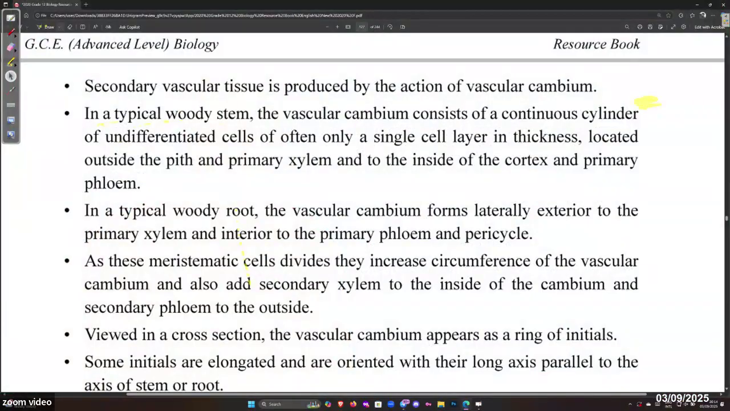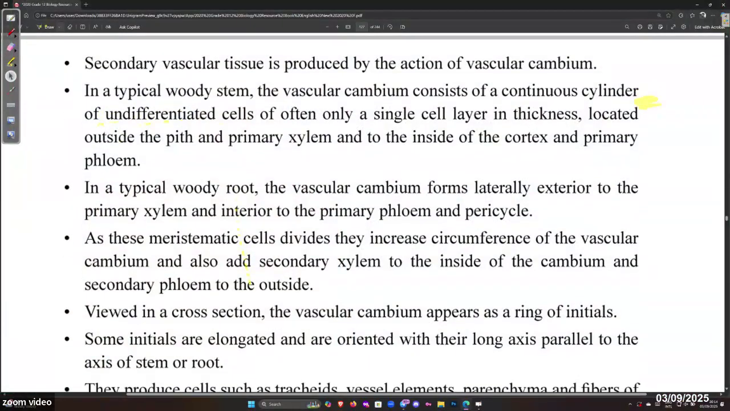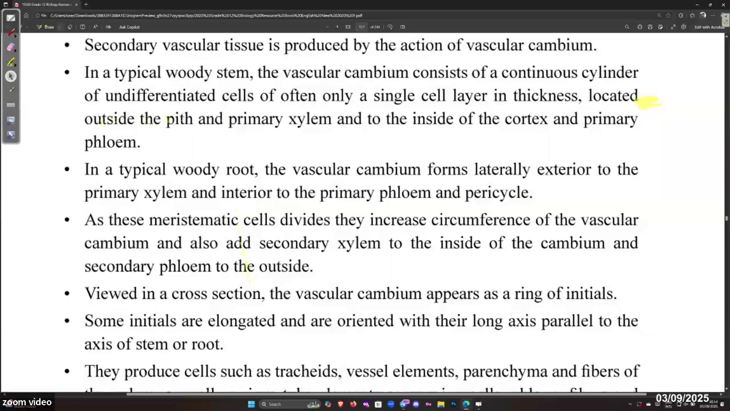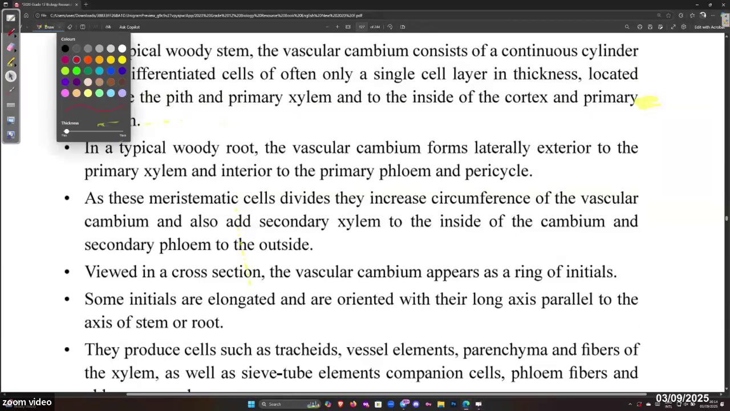Now it's clear. Secondary vascular tissue is produced by the action of vascular cambium. In a typical stem, the vascular cambium consists of a continuous cylinder of undifferentiated cells, often only a single cell layer in thickness. So that's a very important point. Vascular cambium is always a single cell layer, right?